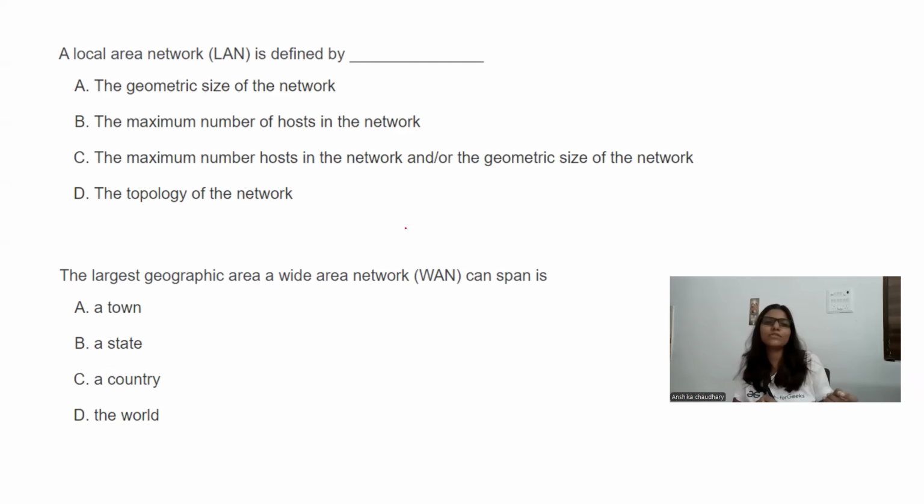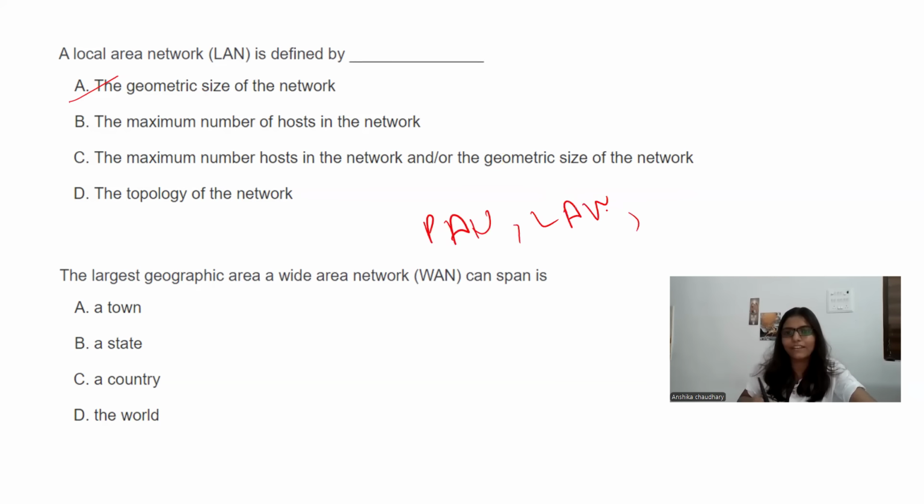Now we will be solving questions from networks and cloud. A local area network, LAN, is defined simply by the geographical size of the network, right? LAN is local area network, like in a campus or a particular building. So it comes under the category of LAN. After PAN, LAN, then MAN, and then WAN. Okay, you must have an idea of it.